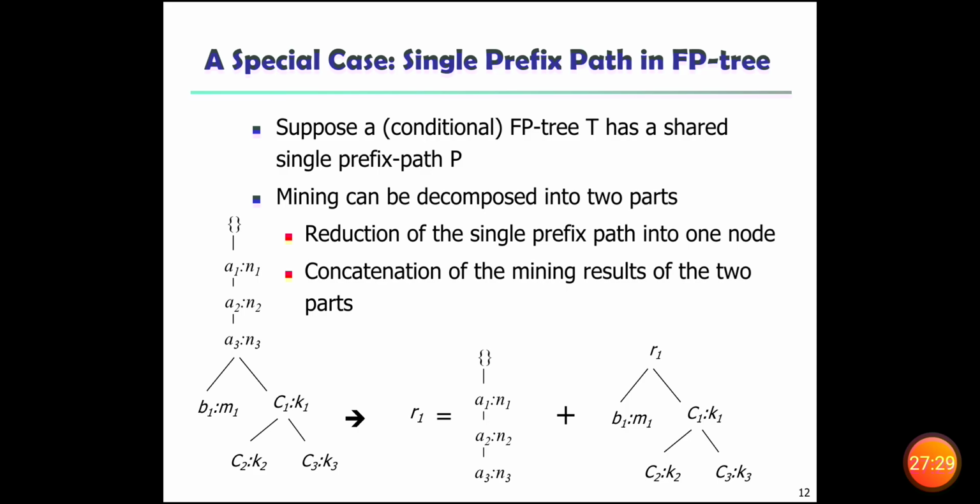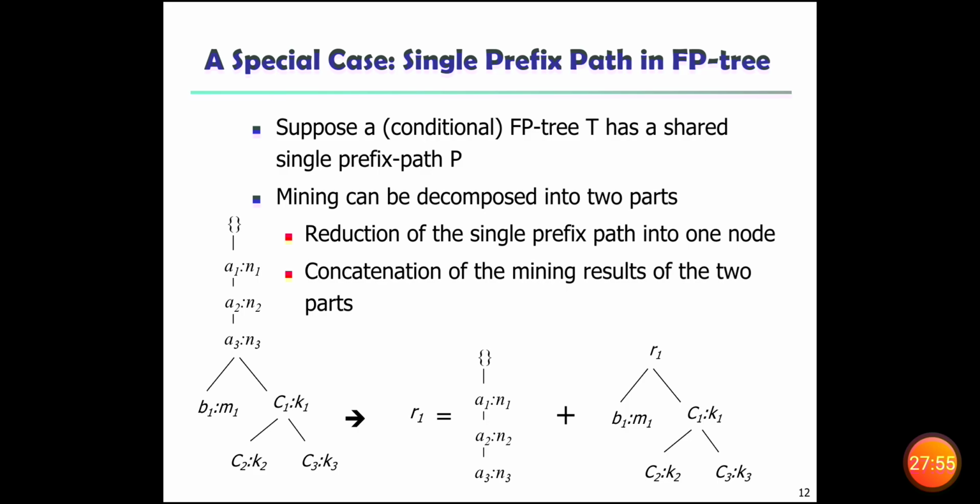There is a special case. Suppose the FP tree has a shared single prefix path. Then how can the mining be done? Mining can be done by decomposing into two parts. One is reduction of a single prefix path into one node. The other one is concatenation of the mining results of the two parts.